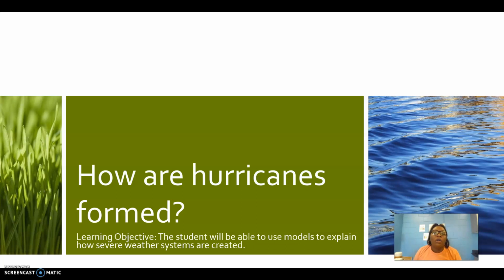So today we're going to talk about two of those severe weather systems, hurricanes and tornadoes. You'll have an assignment today after our live session concludes where you're going to be working to use the notes that you have to compare and contrast hurricanes and tornadoes. Our learning objective for today is to be able to use models to explain how severe weather systems like hurricanes and tornadoes are created. Let's get started.